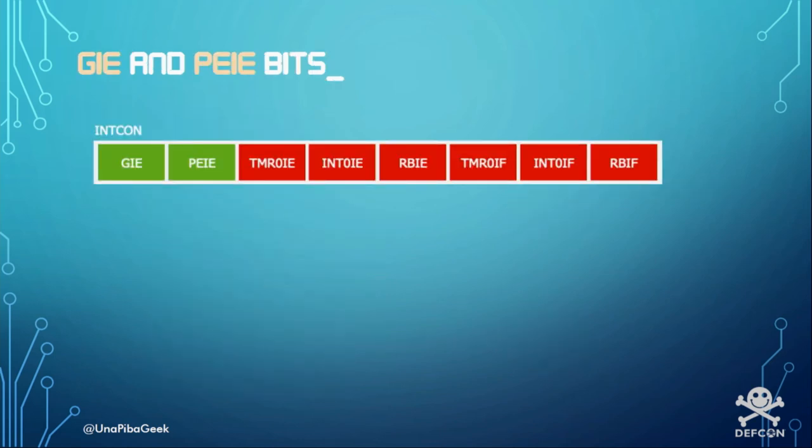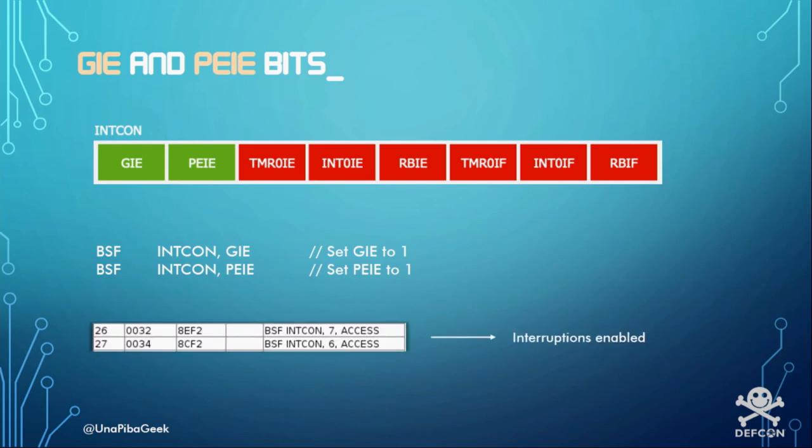There are some special function registers that handle interruptions. When a program is using interruptions, the bits GIE and PEIE of the INTCON register will be set to 1. In assembly, it looks like this. The BSF instruction is used to set to 1 a bit of the register. So, when we dump a firmware, we can look for these two instructions in the disassembly view in order to know if interruptions are enabled in our target device.